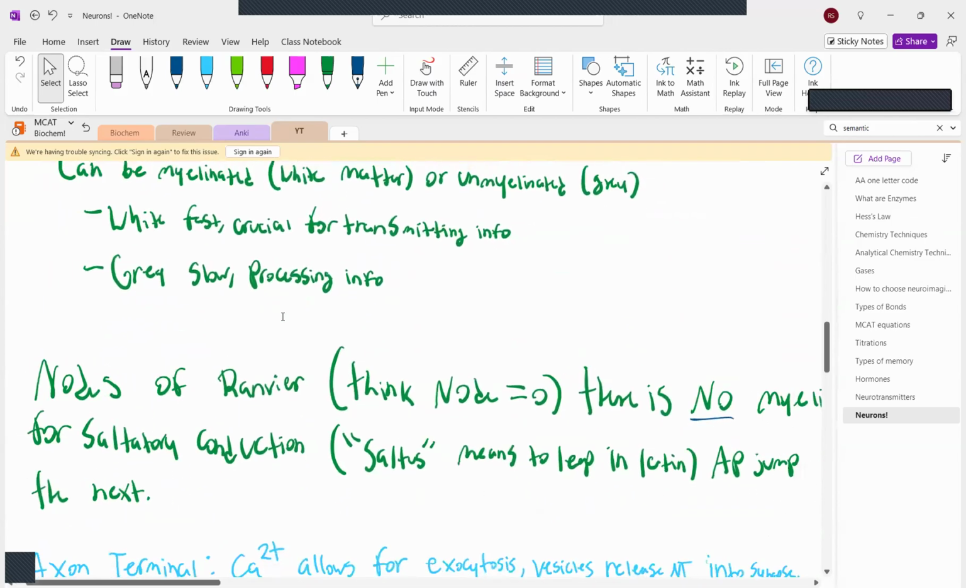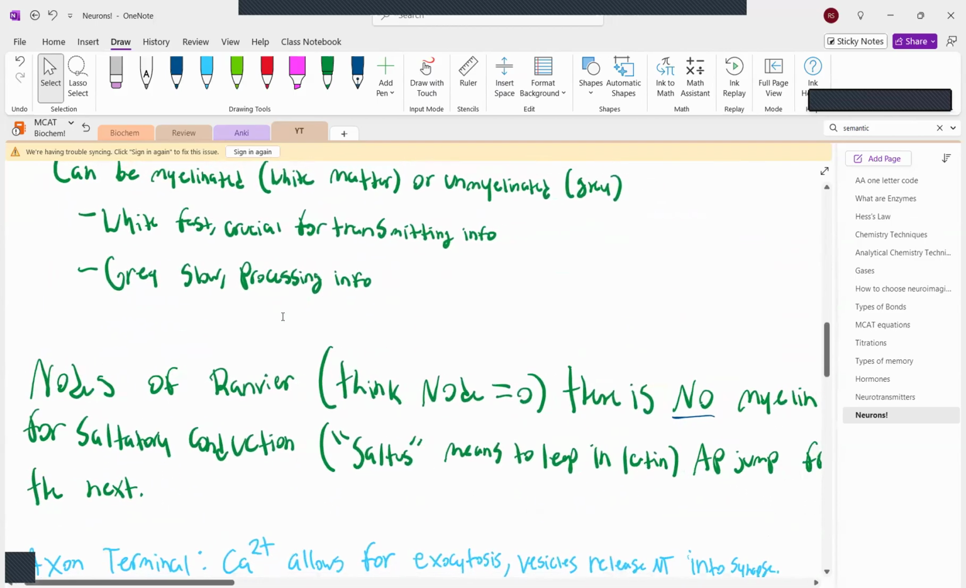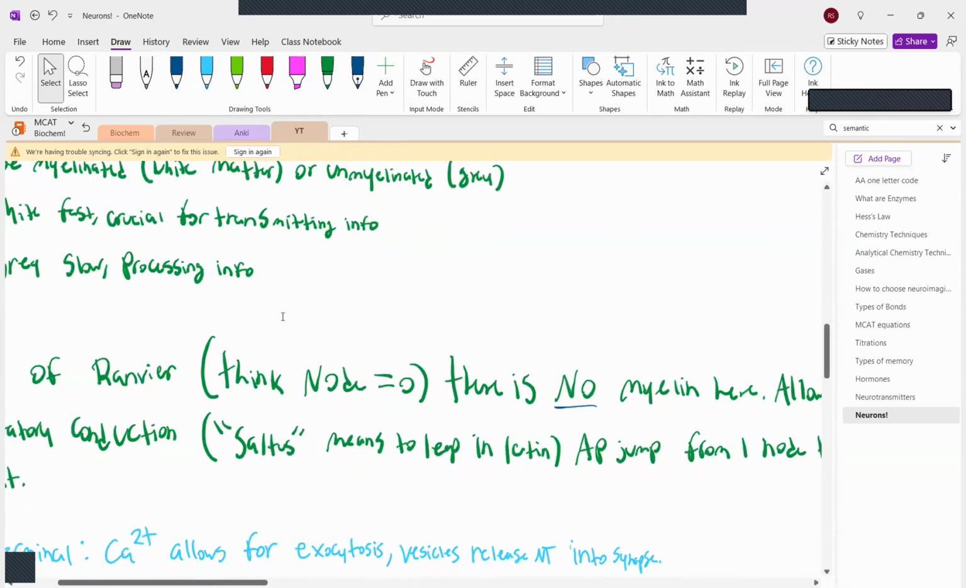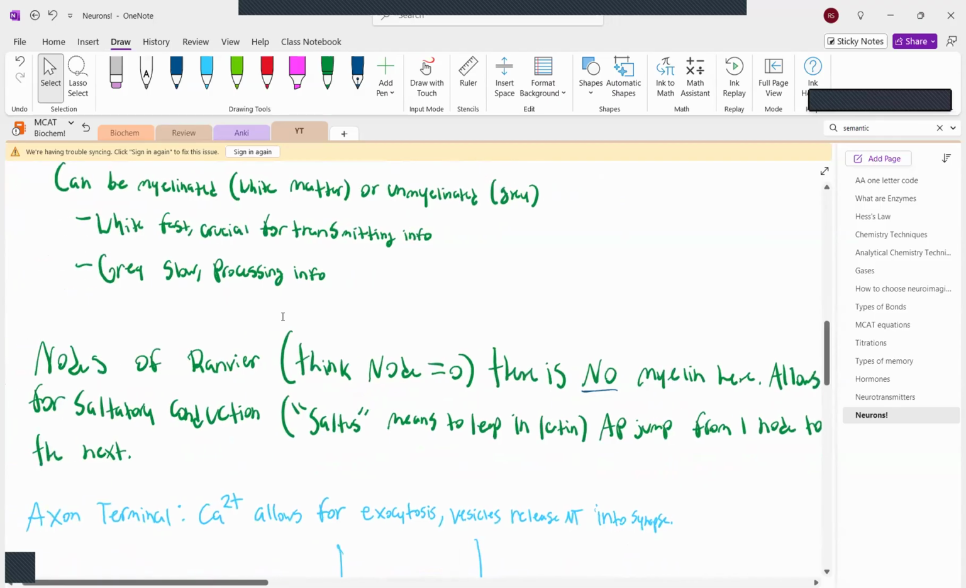But think node, like back in physics concepts when you're talking about waves. A node is where it's zero, that zero value. So that means there's no myelin there. Why are the nodes around here? What's the point of having no myelination along the axon when we literally just talked about how myelin is really important for insulation and propagating signals?